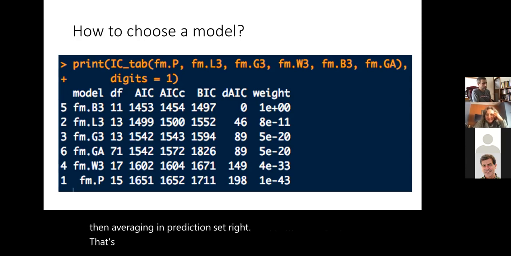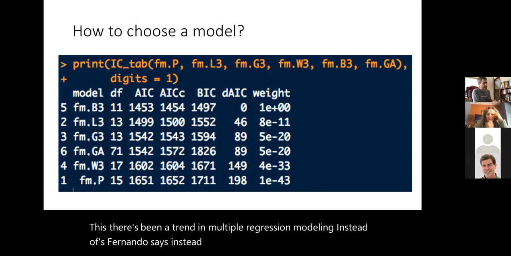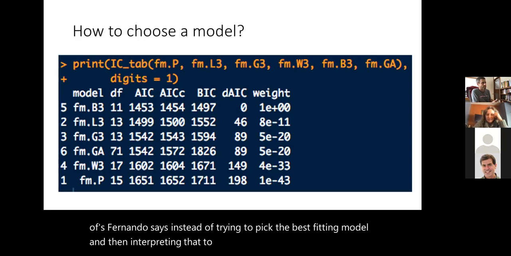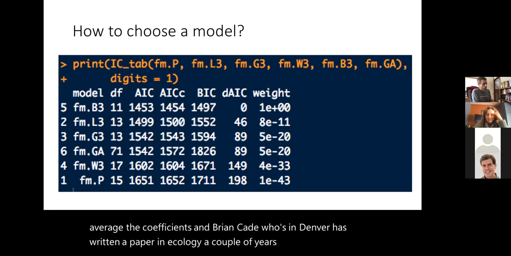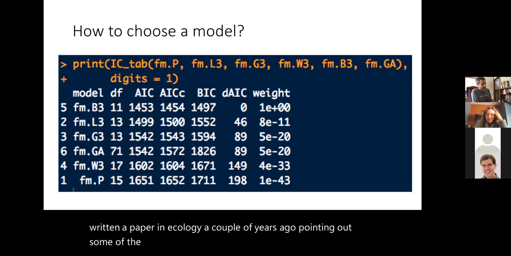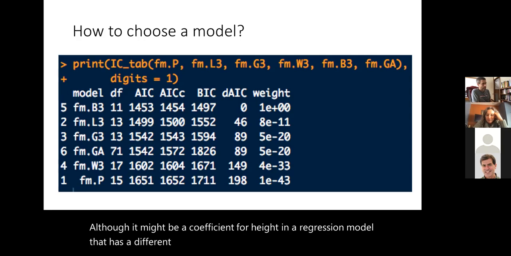There's been a trend in multiple regression modeling. Instead of, as Fernando says, trying to pick the best fitting model and then interpreting that, to fit a variety of models and average the coefficients. And Brian Cade, who's in Denver, wrote a paper in Ecology a couple of years ago, pointing out some of the problems with doing that, which has to do with the fact that a coefficient for height in a regression model has a different interpretation depending on which other variables are in the model.